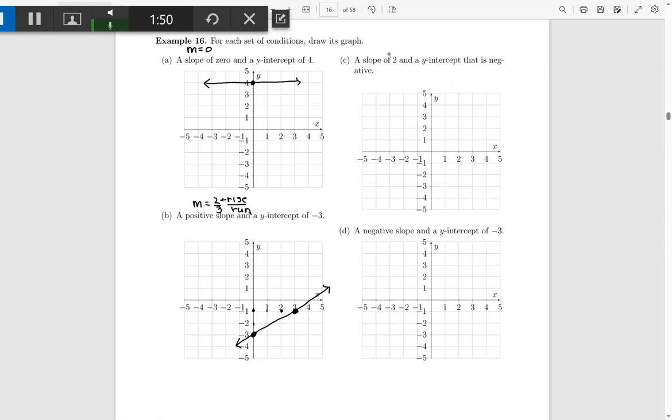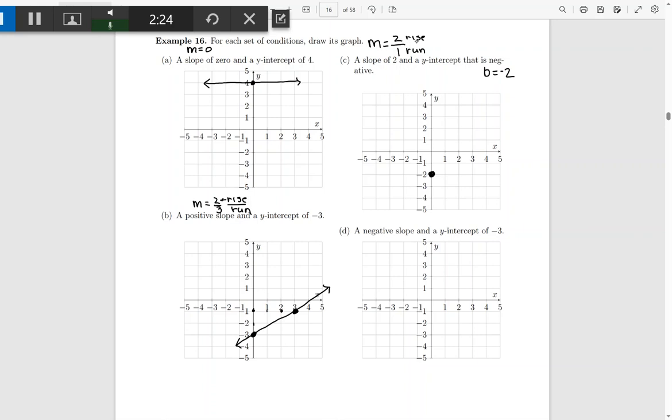This has a slope of 2. Well, that's the rise. The run is over 1, because you can write any whole number over 1. So I have rise over run, and a y-intercept that is negative. So I can pick any negative number on the y-axis. I'm just going to pick -2, just for fun. All right, so my b is -2.